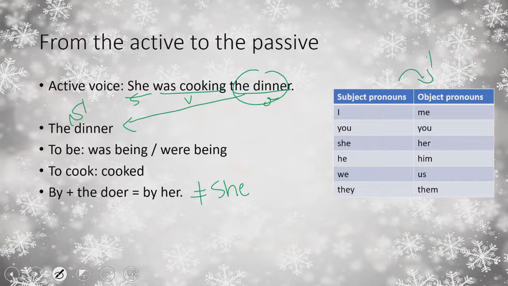Please remember that when the doer is a subject pronoun, like here in the example we have she, it becomes an object pronoun. For example, I becomes by me. You becomes by you. She becomes by her. He becomes by him. We becomes by us. They becomes by them.